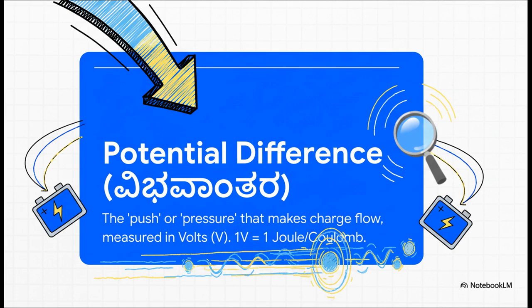But wait, what makes the charge flow in the first place? It needs a push, right? That push is called potential difference, but you probably know it by its more common name, voltage. It's measured in volts, and it is the electrical pressure that gets the current moving. It's the energy that gets those little charges going.